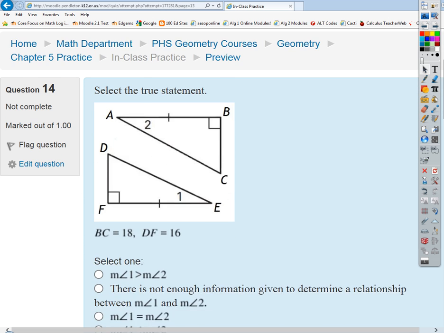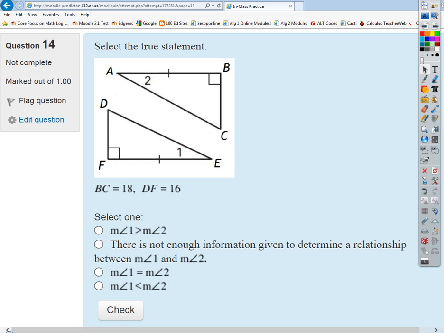Okay, now we're on to last stuff. This is 5-6, and this is it. This is the rubber band stuff, right? Okay. So the hinge theorem. So what are they telling us here? They're telling us that the measure of BC, okay, let's fill this in. The measure of BC is 18, and the measure of DF is 16.